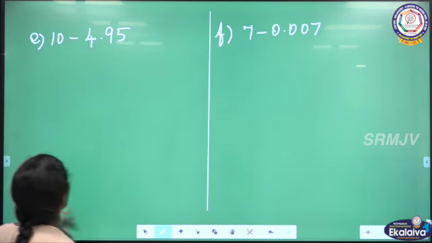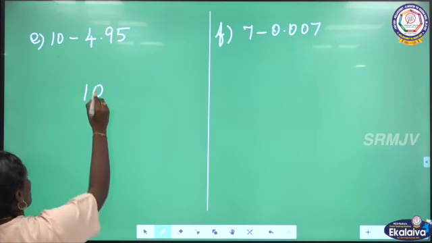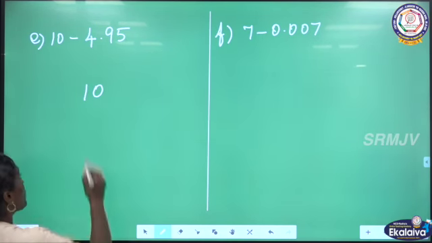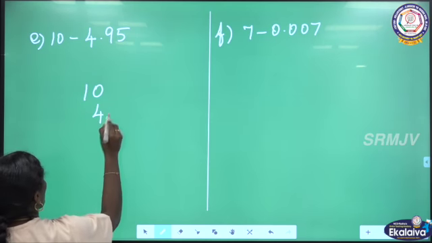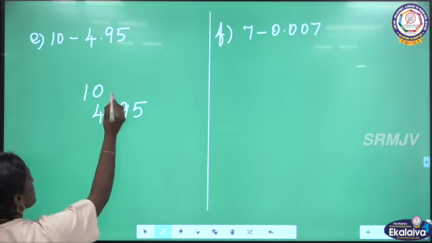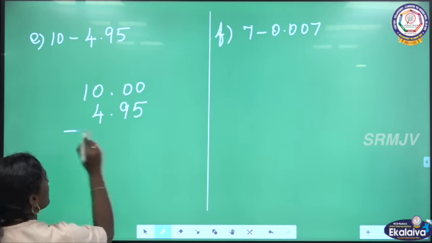The next question, 10 minus 4.95. Here 10 is the whole number. There is no decimal part. The decimal part is 0. The second one we are having 4.95. Here to make the numbers as like decimals, I am adding 2 zeros here.